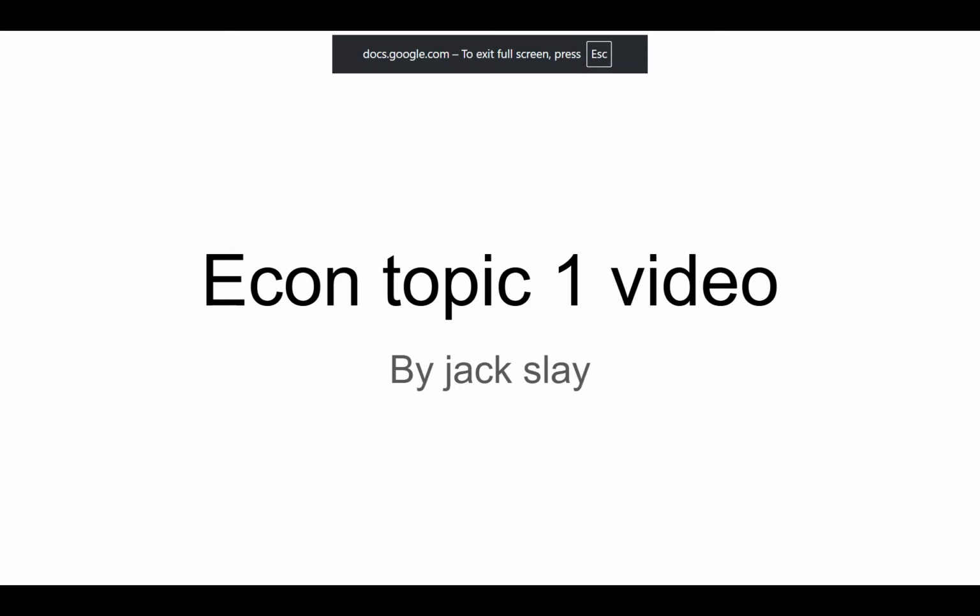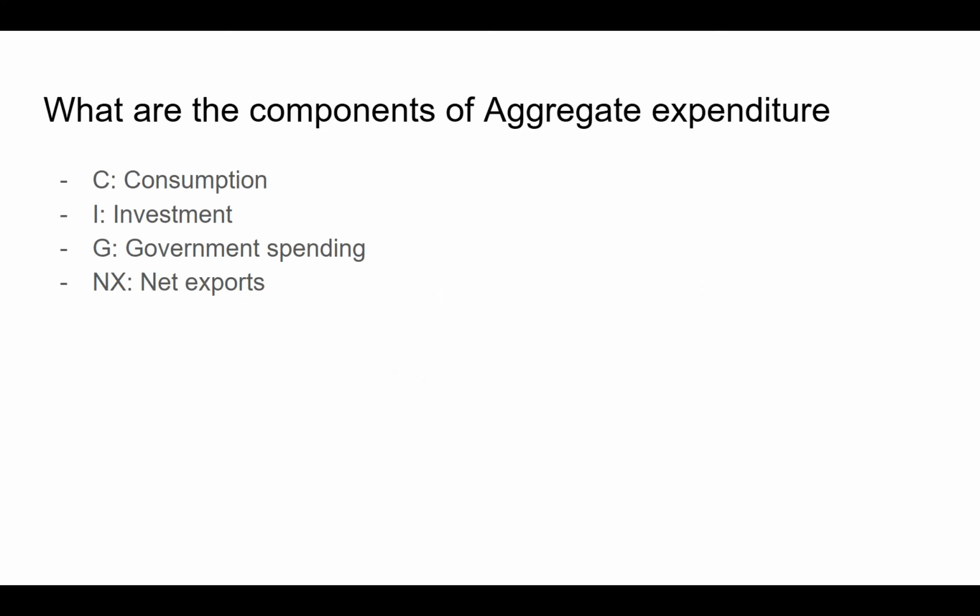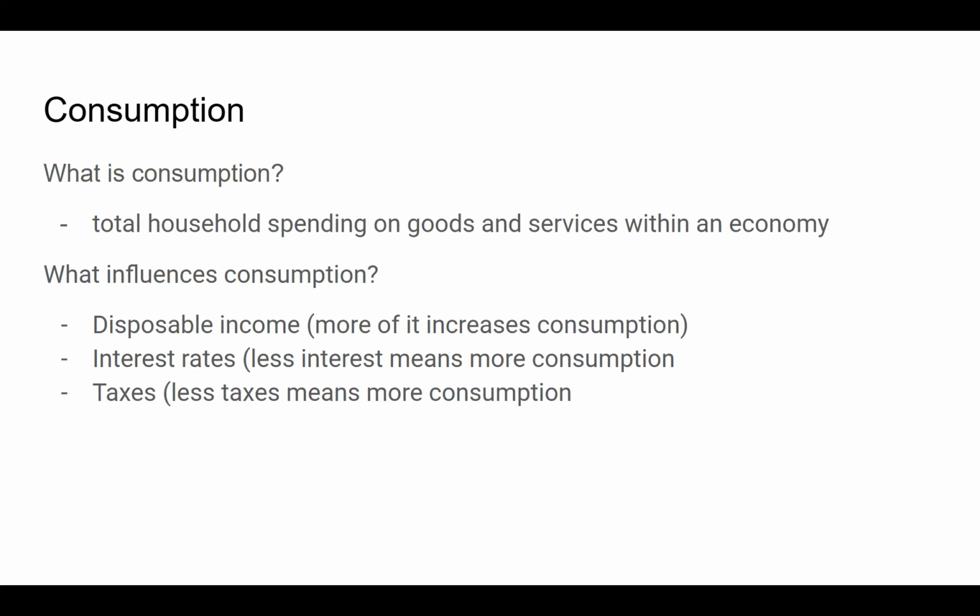Hello. Today I'll be going over topic one of chapter 11, which talks about the components of aggregate expenditure and what influences them. To start, I'll introduce the four components of aggregate expenditure, which are consumption, investment, government spending, and net exports, which are shown through C, I, G, and NX in the equation.